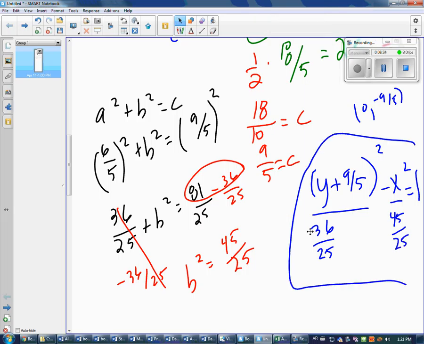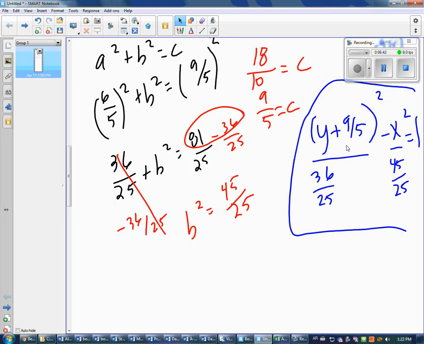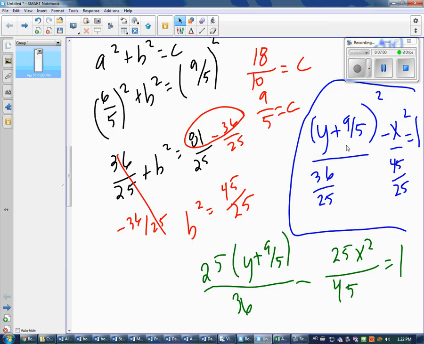Now we're going to take it all the way to general form. So general form says no parentheses, no fractions. So the first thing we need to do, we have fractions in our denominators. Let's do the reciprocals. That way we only have one thing in our denominator. Okay, so now we want to get rid of the denominators 36 and 45.